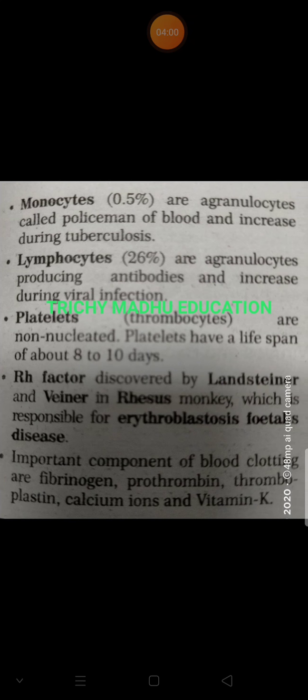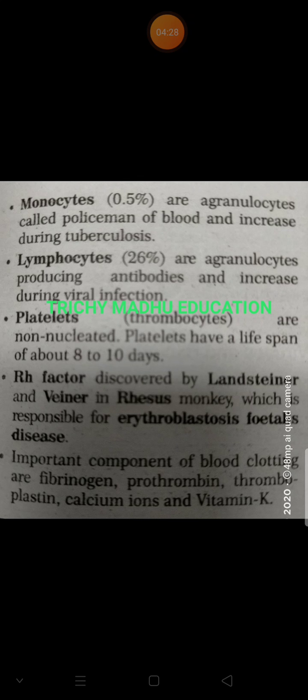Next one, monocytes, lymphocytes, platelets. Monocytes, 0.5%, are agranulocytes called policemen of blood and increase during tuberculosis. Monocytes will increase during tuberculosis.